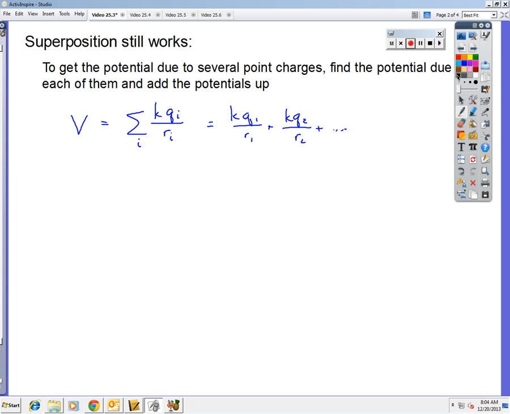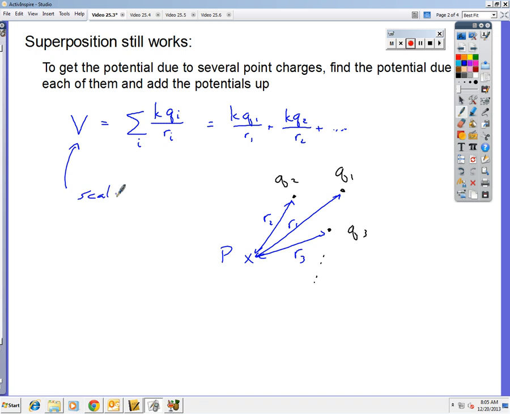The idea is that you've got all these charges, Q1, Q2, Q3, and so on, and you've got your point where you're finding the potential, call that point P, and the distance between there and Q1 is r1, distance between there and Q2 is r2, distance between there and Q3 is r3, and so on. Now notice that because potential is a scalar, adding them up is very easy. We don't have to worry about components, we don't have to worry about directions, we just have numbers and we add those numbers up.